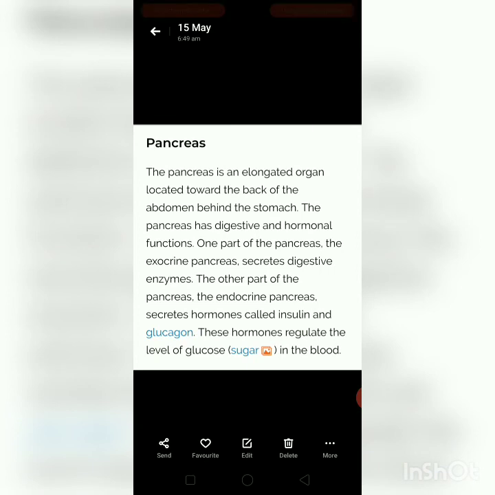Pancreas. The pancreas is an elongated organ located towards the back of the abdomen behind the stomach. The pancreas has digestive and hormonal function. One part of the pancreas, the exocrine pancreas, secretes digestive enzymes. The other part, the endocrine pancreas, secretes hormones called insulin and glucagon. These hormones regulate the level of glucose in the blood.